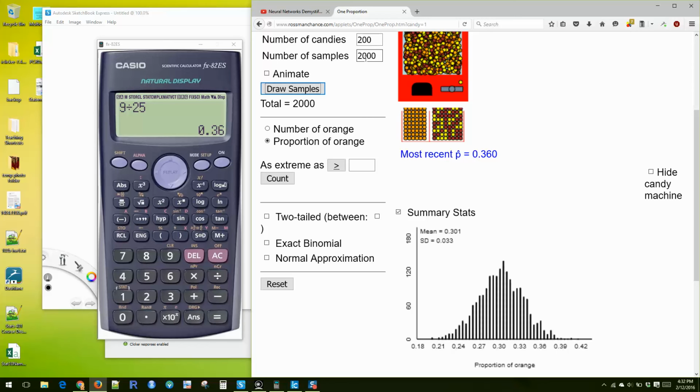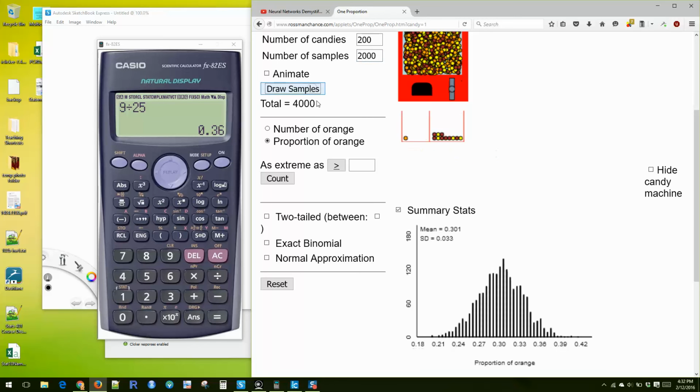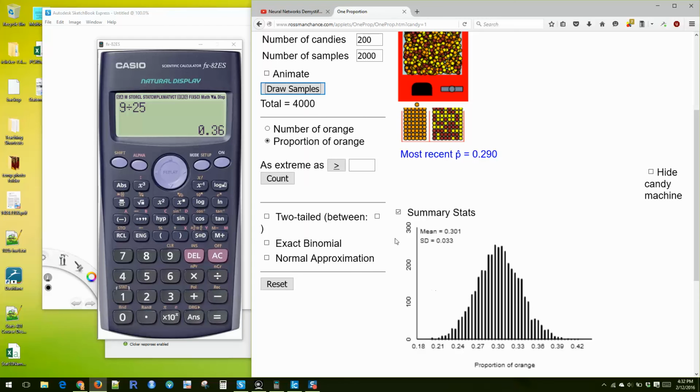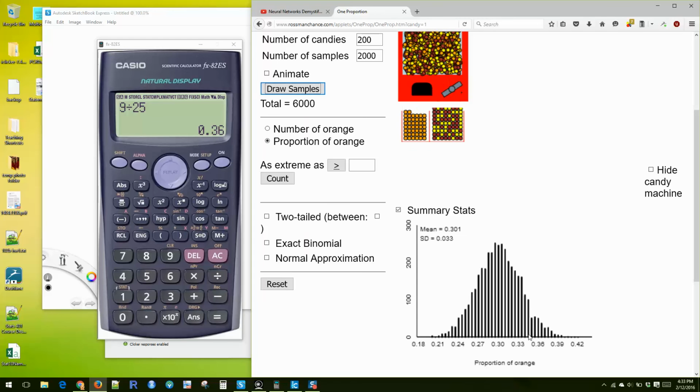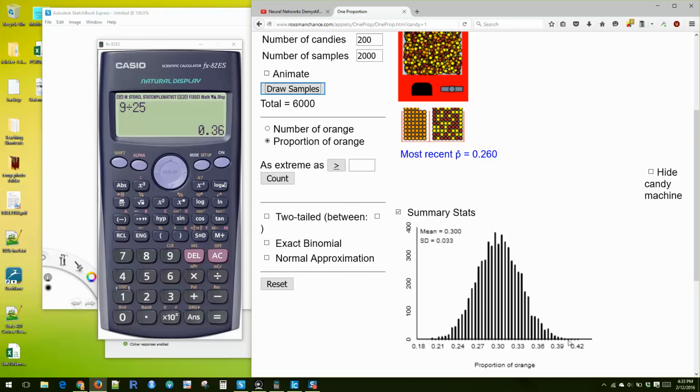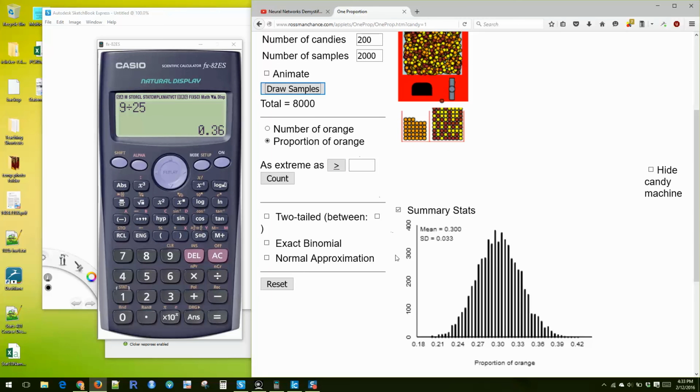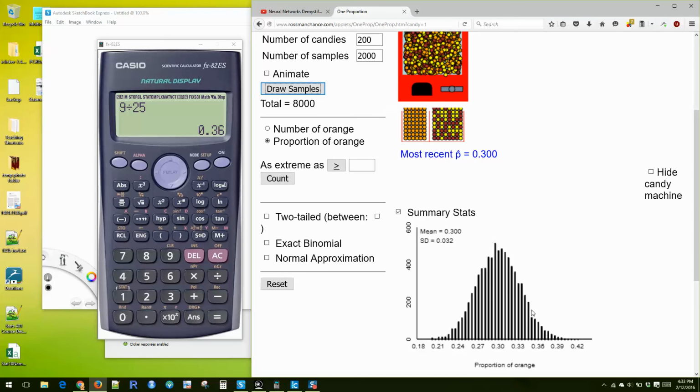And this is unimodal and symmetric. I probably need to do another few thousand of these samples. So we get something that looks quite a bit like the normal distribution. I'd say that looks very normal. The standard deviation is quite small at 0.032, and we can see most of our observations are between about 0.23 and 0.37 or something like that.